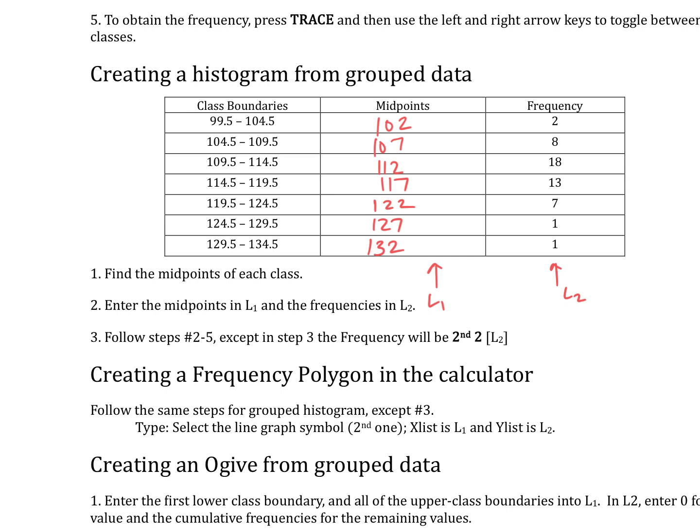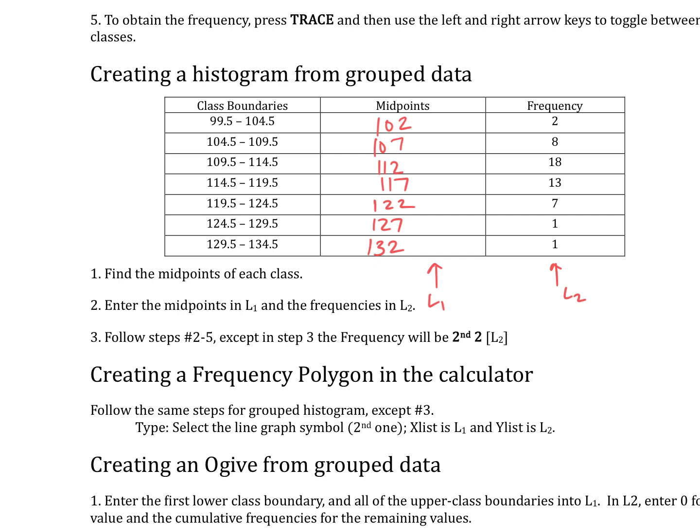Then whenever you go to stat plot, when you go to frequency, you're going to tell it to select L2. Remember, L2 is second and then number 2. And then when you hit graph, hopefully you're going to have the histogram that's going to have all of that there.